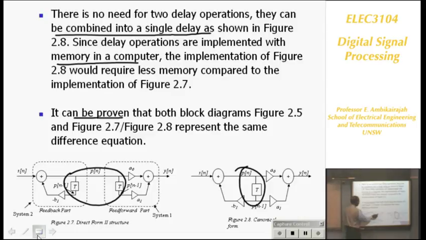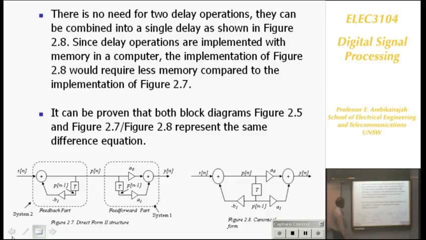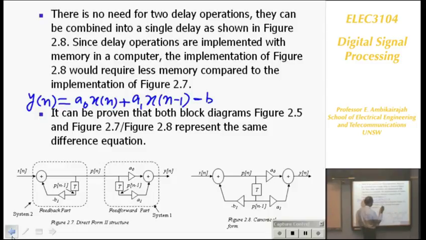You can prove that for the same xn you get the same yn. So you could actually have 3 systems really with the same behavior. If you want to prove that, we have to go back and write the equation. I had the first system, and the equation was yn is equal to a0 xn plus a1 xn minus 1 minus b1 yn minus 1. That's the equation.